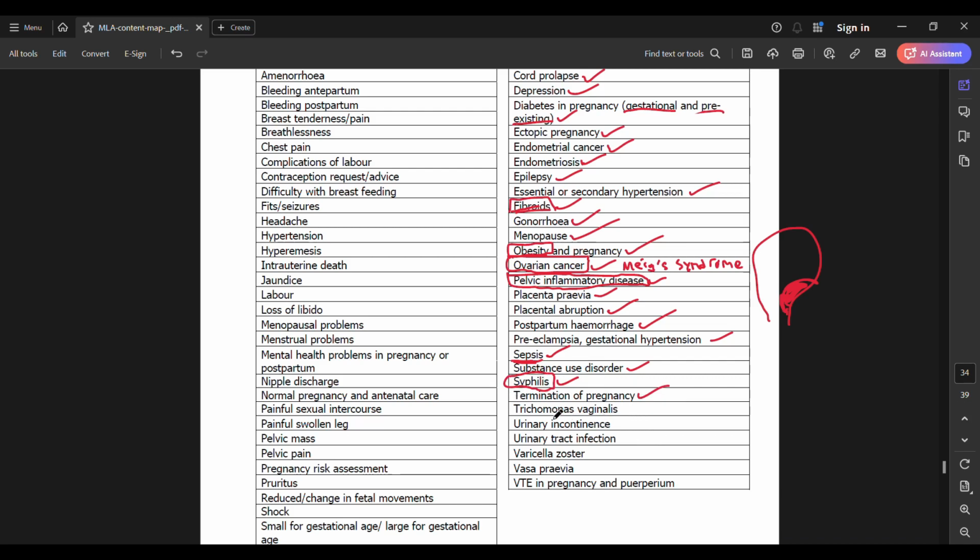Termination of pregnancy. When do you terminate a pregnancy? When do you need to terminate pregnancy? You should know these cases really well, and how to talk about that to the patient.